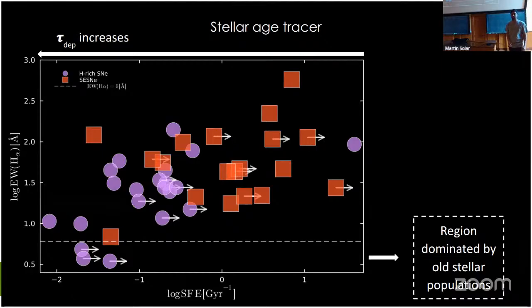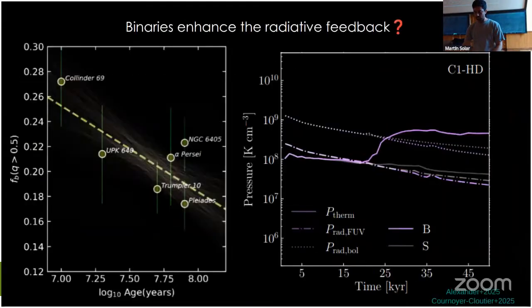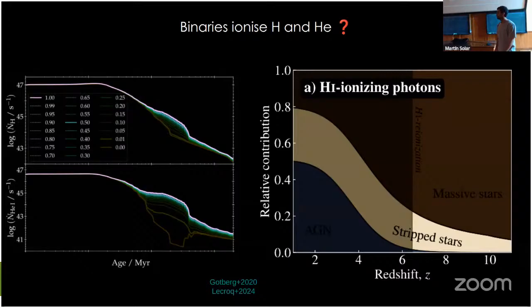Okay, thanks. More questions? Yes, please. Excuse me, you have shown a slide with the contribution of stripped envelope supernovae to ionization of the medium, which is increasing. Oh yes, this is, yes. It means that let's say 20% of supernovae contribute, say 70%, to ionizing photons.